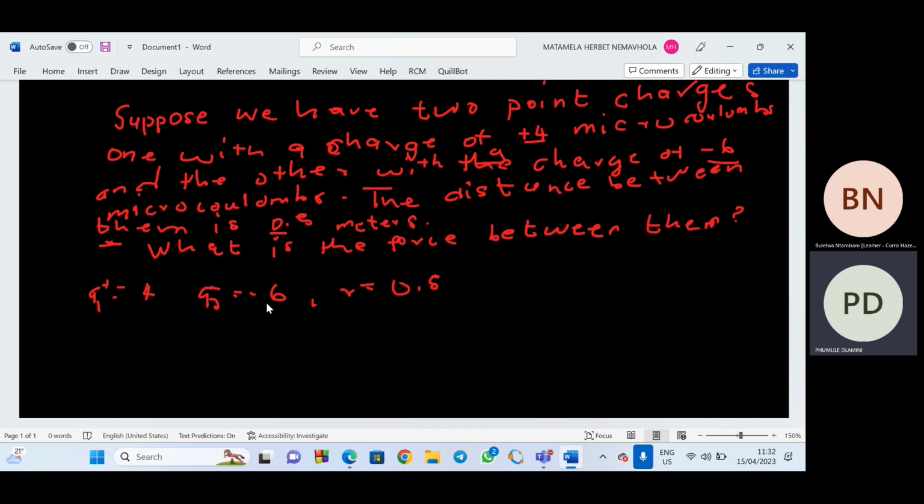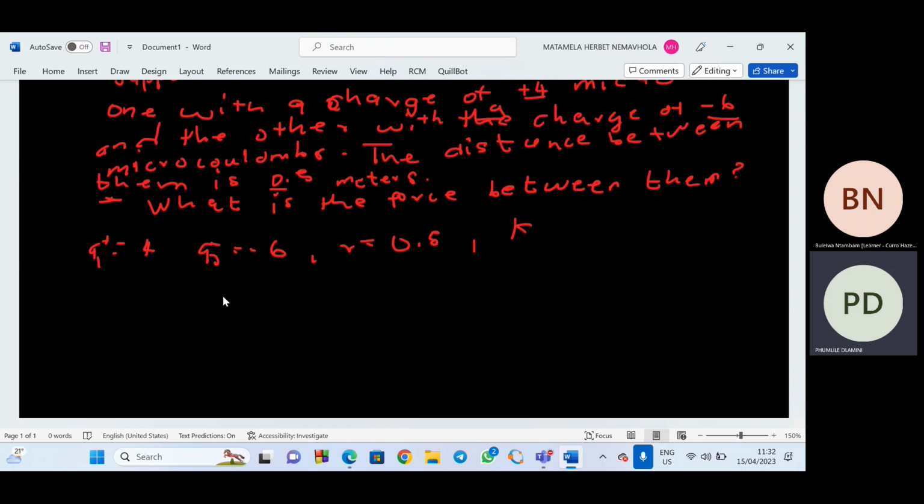So we are given this data, and we also know that our K, which is Coulomb's constant, is given as a constant equal to 9 multiplied by 10 to the power 9 Newton m squared over C squared. So this is the constant.